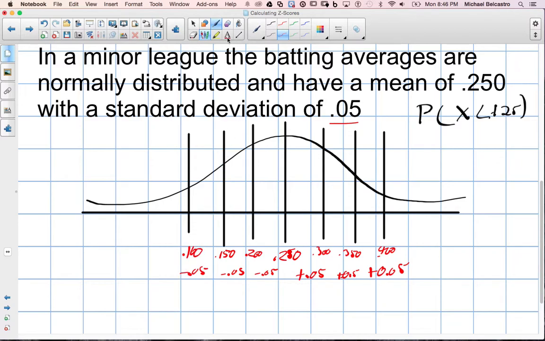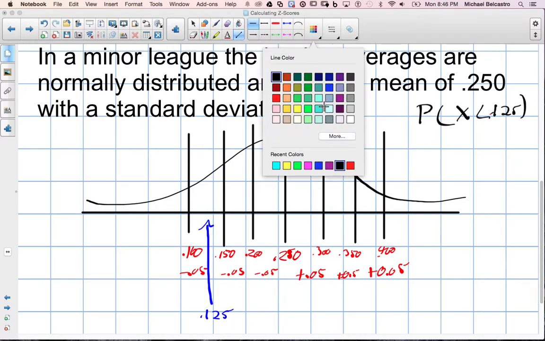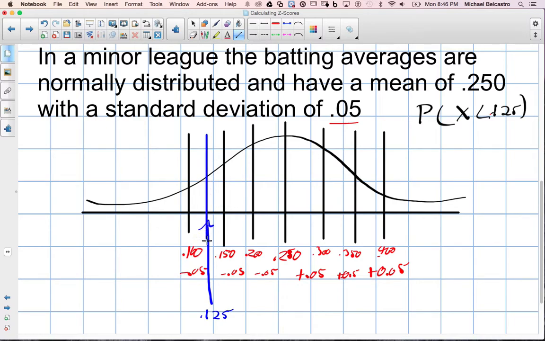We already said our percentages and all of that. So we're looking for something that would be less than 0.125. That falls directly in between 0.100 and 0.150. It is asking for the probability that you are batting less than that, so you'll be batting worse than that. So that's that little tail end of the curve.